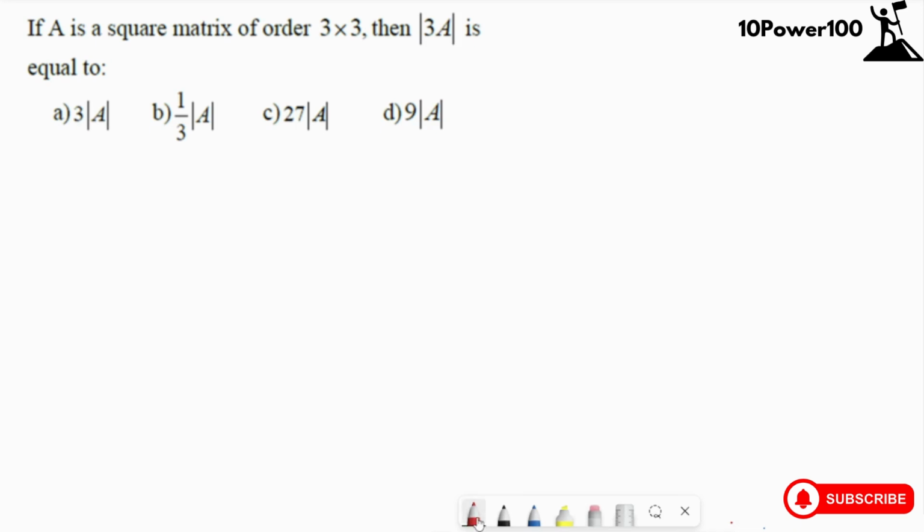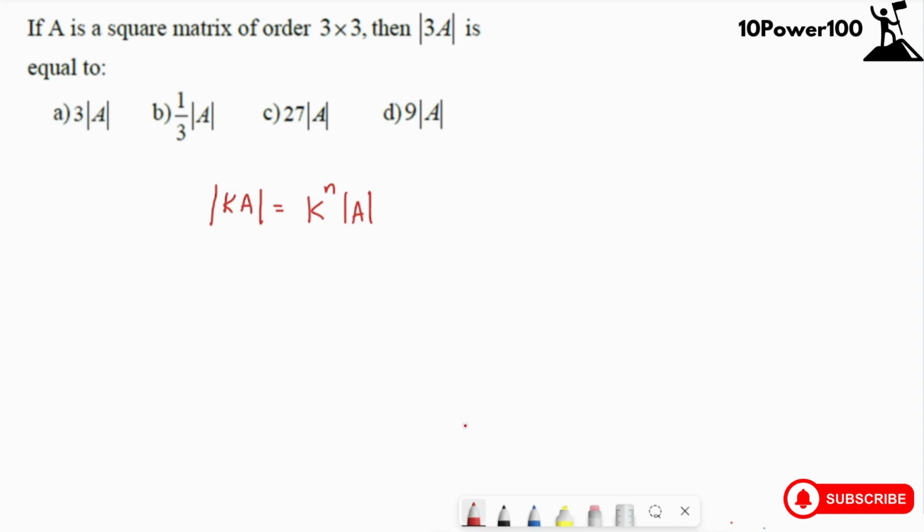So now let's see the first question. The first question is, if A is a square matrix of order 3 cross 3, then determinant of 3 into A is. Very simple sum question is this. What we have to do is, first there is a formula to calculate this. The formula is determinant of K into A is equal to K power n into determinant of A. So you have to remember this formula to solve this.